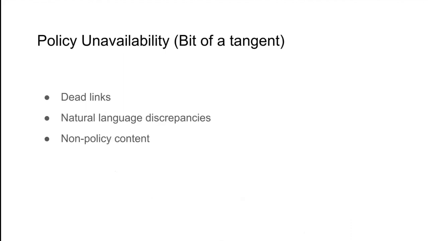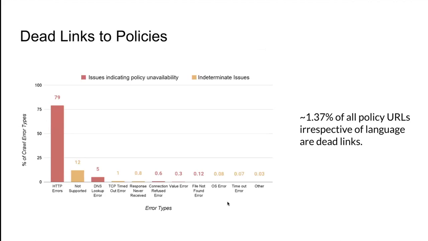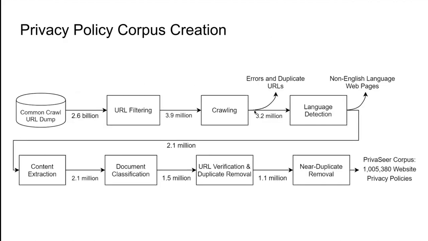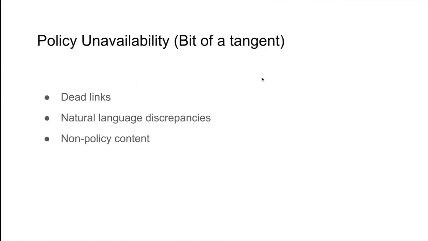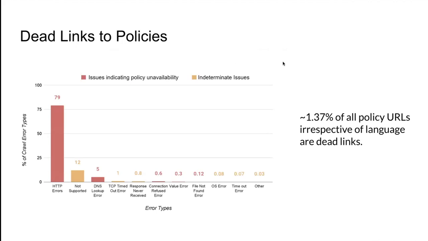So I'll go on a little bit of a tangent here and talk about how often policies were unavailable when we did this crawling, and why they were unavailable. So when we crawled, let me go back to my pipeline here. Here you can see at the crawling step, we found that some URLs were errors. And here we are only looking at the errors within those crawled documents. We found that 79% of the errors were HTTP errors, followed by not supported, DNS lookup errors, TCP timeout errors, etc. Most of the HTTP errors here came from the 404 or page not found error. And that indicates that although the link is valid, although the crawl was valid, the page was unavailable from the side of the company.